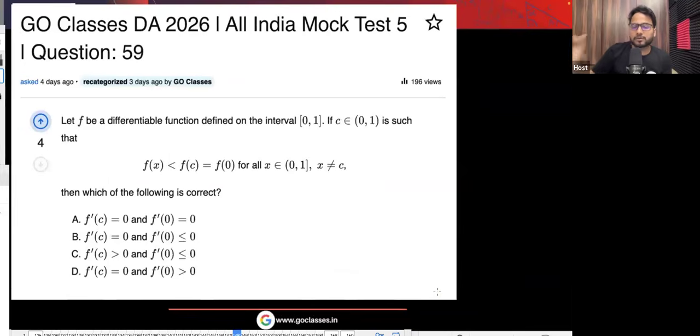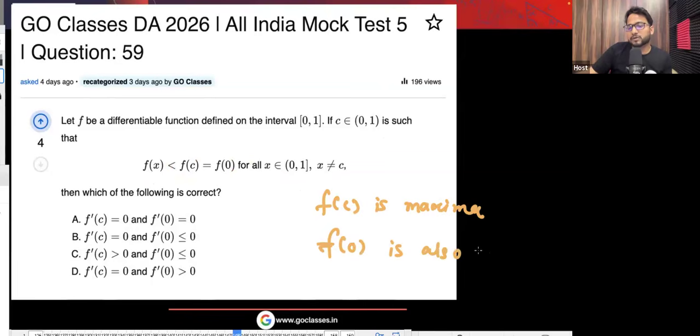Now let's solve this question. In this question, they are saying that there is some C in the interval 0 to 1 such that this C is greater than f of x for all x, which is a clear indication that f of c is maxima, and f0 is also maxima. I mean, there could be two maxima. F0 is also maxima because this is exactly equal to f of c.